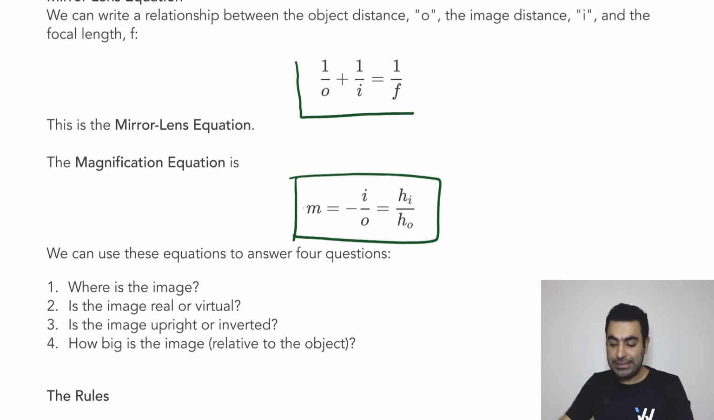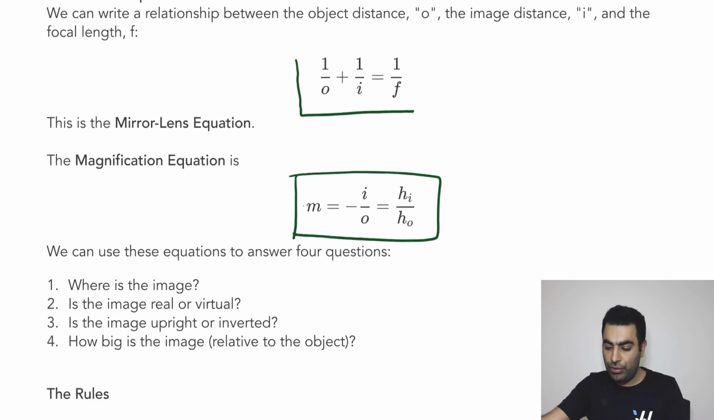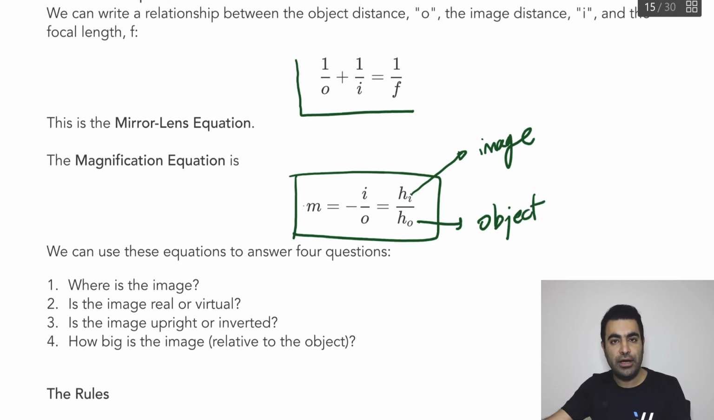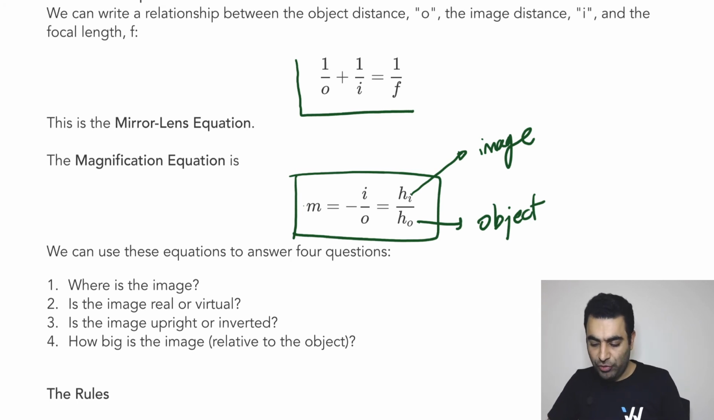Magnification is defined as minus I over O, where I and O have the same definition as in the mirror and lens equations. We can also write it as HI over HO, where HI is the height of the image and HO is the height of the object. So if I know the ratio of the height of the image to the object, that tells me how much bigger or smaller the image is compared to the actual object.